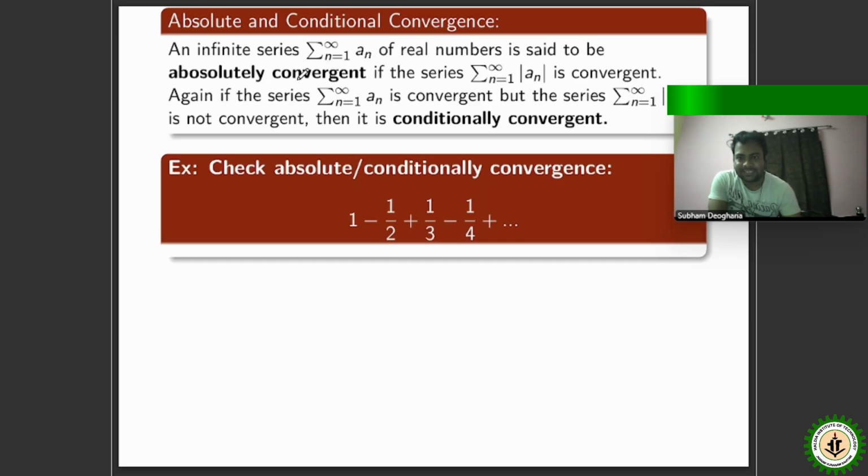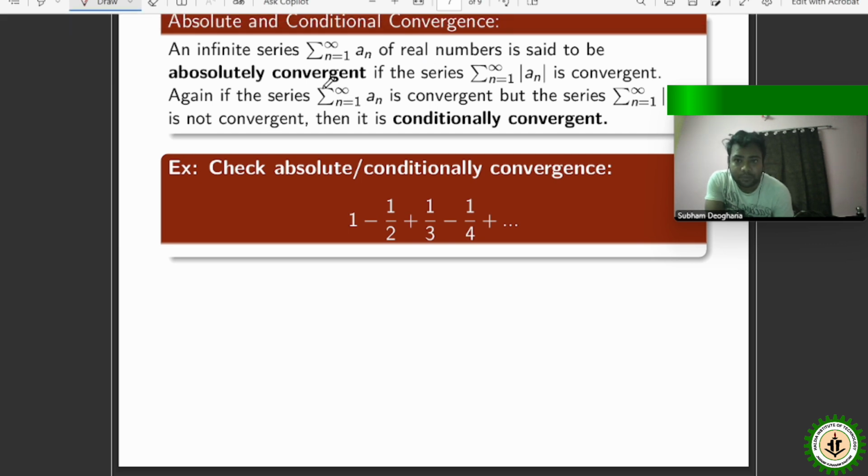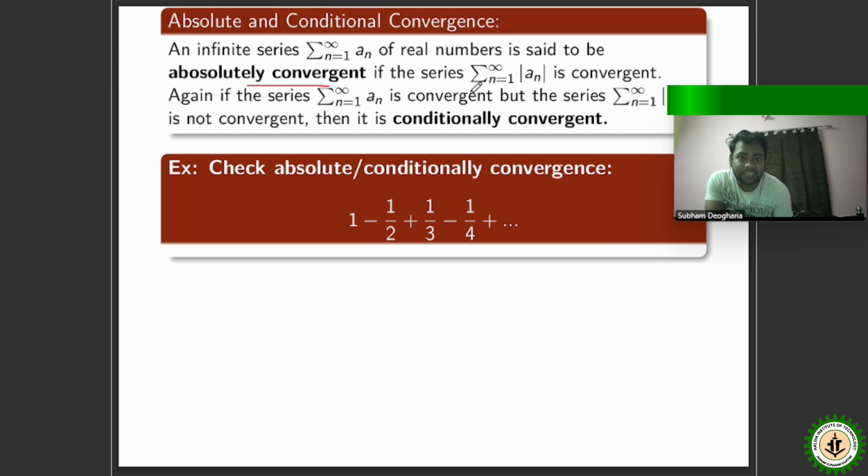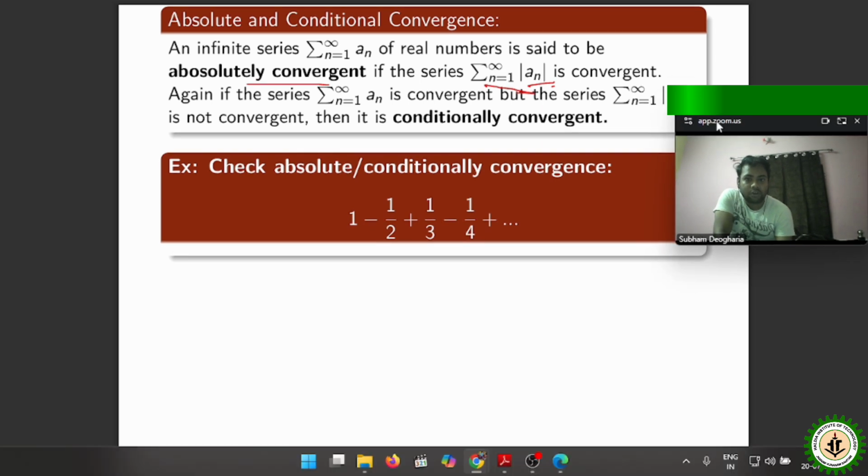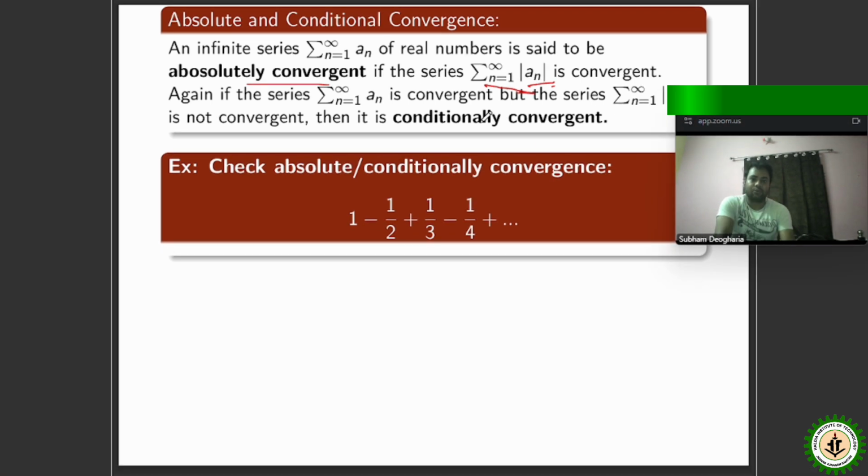Now we are going to discuss absolute and conditional convergence. An infinite series summation a_n of real numbers is said to be absolutely convergent if the series summation of mod a_n is convergent. Again, if the series a_n is convergent but the series of mod a_n is not convergent, then it is a conditionally convergent series.